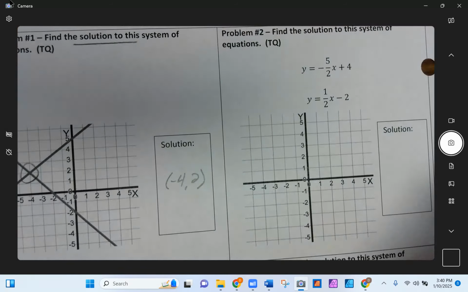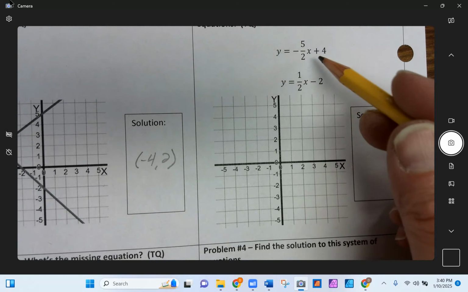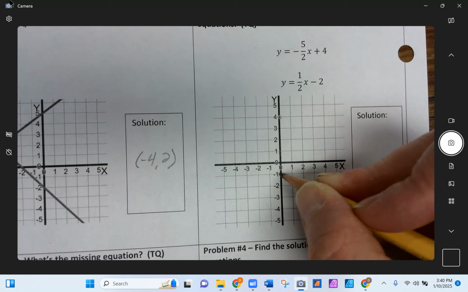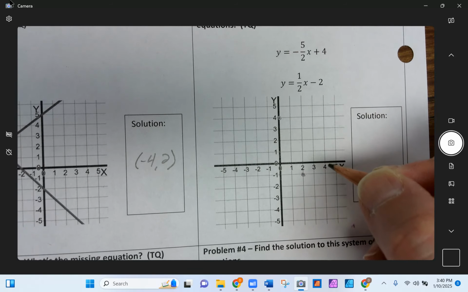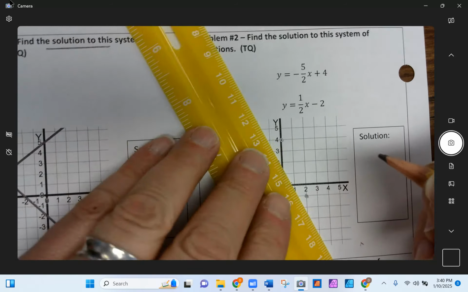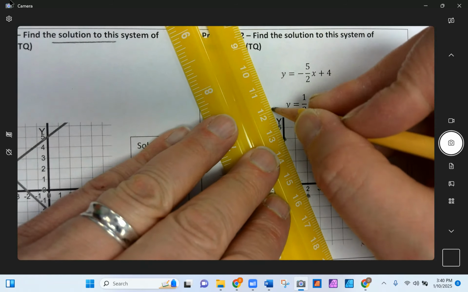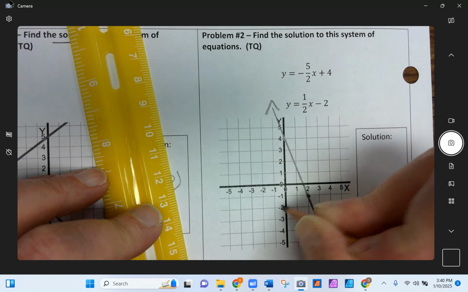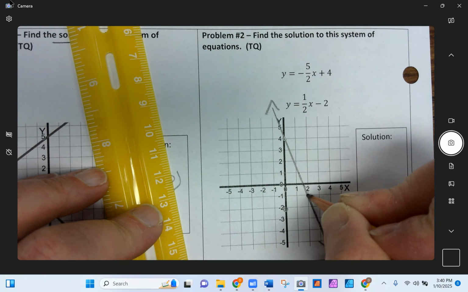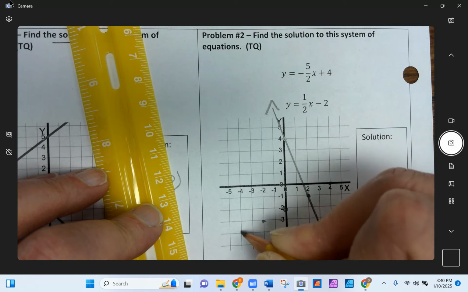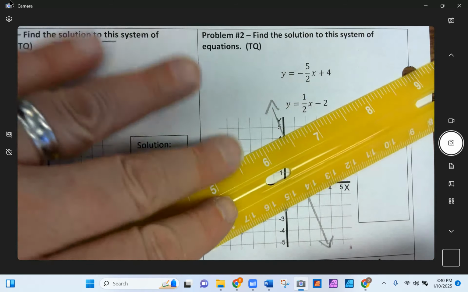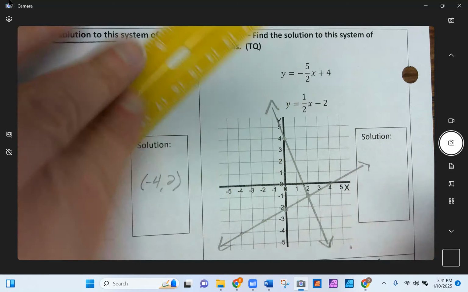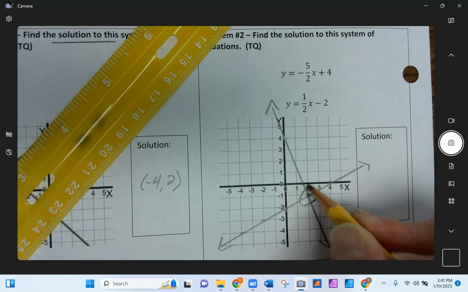Just like that. Okay. Let's see. I'm going to graph this, and then I'm going to do the exact same thing. Start at +4, I go down 5, and then over 2. And then I will draw my line. All right, finish drawing your line before you move on to the second one. Okay, use a ruler, please. Starting at -2, going up 1 and right 2, up 1, right 2. Let's reverse it a bit. Okay, so that means the solution's right there at 2, -1.